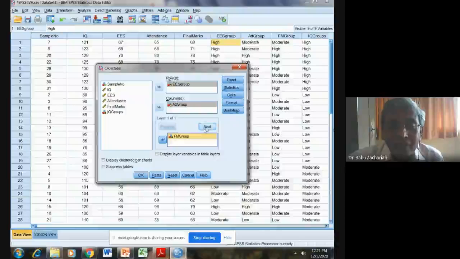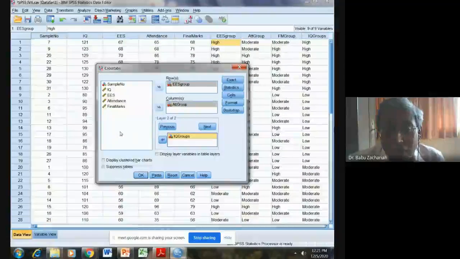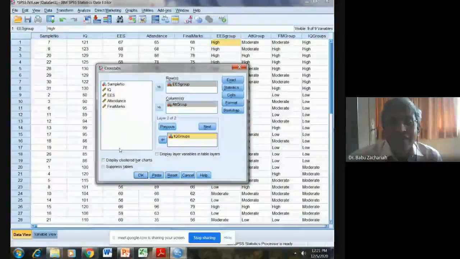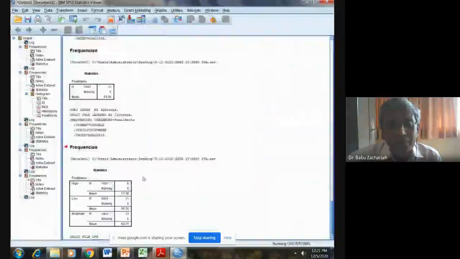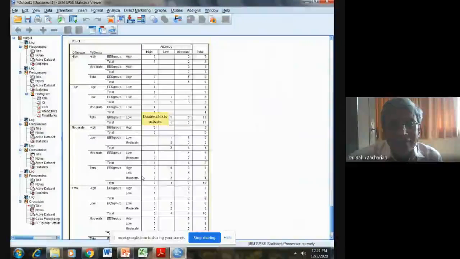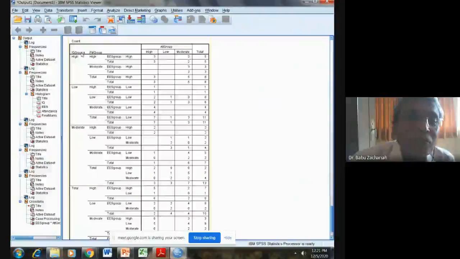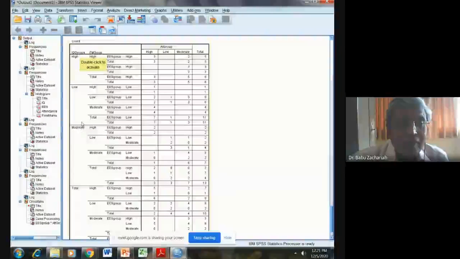And then you click Next. In that one, IQ group you can put in layer 2. So one in the row, one in the column, the third in layer 1, the fourth in layer 2. Click OK. So that table is coming. IQ group-wise, 3 are there: high, low, and moderate. Now within one particular one we will consider, say IQ low.